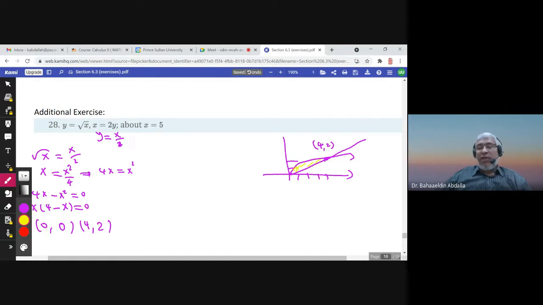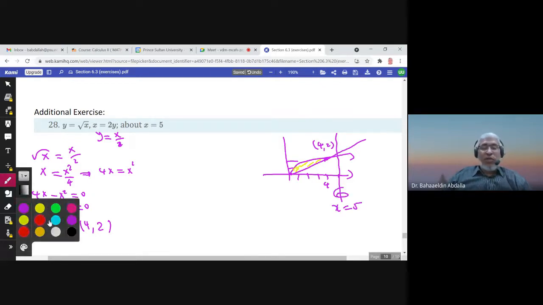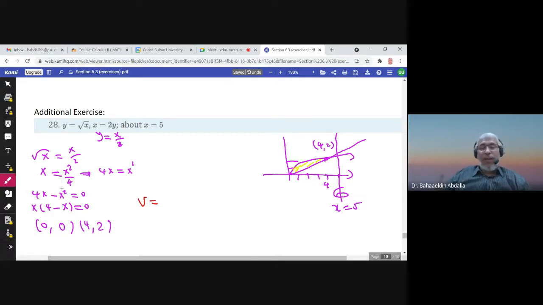About what? About the line x equals 5. So this is 4, this is 5, so this is the line x equals 5. Rotate this region about the line. So what is the volume? Well, we need to choose a rectangle parallel to the axis. So dx, integral from x equals 0 to 4, 2 pi times the radius of the cylinder.